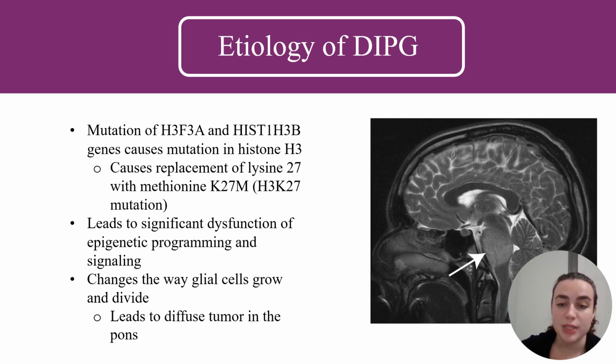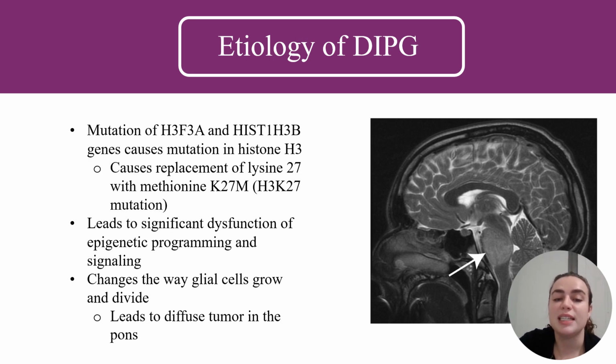You can have a silent mutation, a mutation of the MYCN gene, or a mutation of the H3F3A and HIST1H3B genes, which causes a mutation in the histone H3. The mutation of the histone H3 causes a replacement of lysine at amino acid position 27 with methionine, and this mutation is referred to as the H3K27 mutation. The H3K27 mutation accounts for about 80% of known DIPG cases.